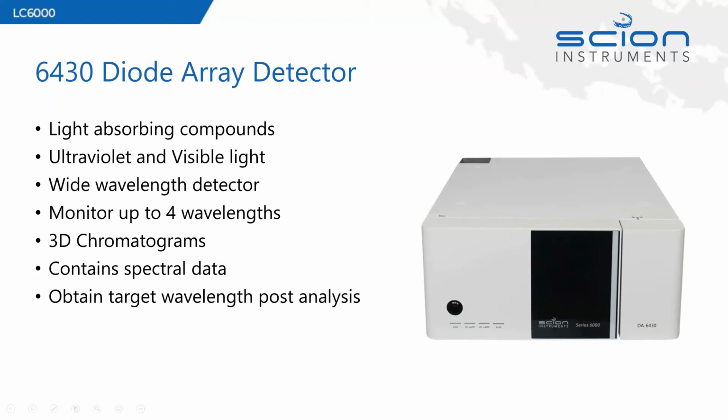Okay, so the first of our detectors that I'm going to talk about today is the diode array detector, the 6430. This is our most flexible and the most popular detector that we have in our portfolio. And the reason for that is its ability to not only quantify, but identify and quantify samples, but we can also look at the purity of a sample. It gives us the opportunity to determine if there's any impurities that are affecting the chromatography.